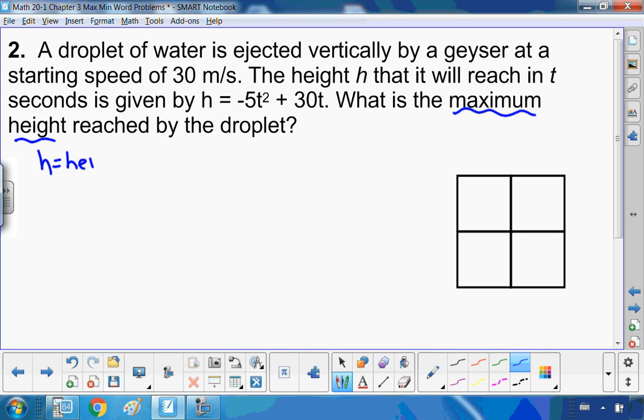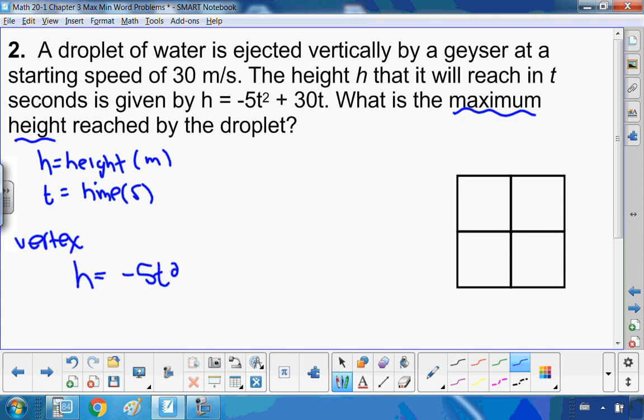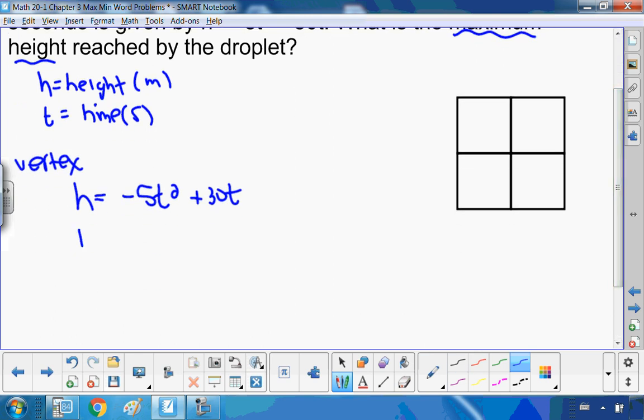So just to keep organized, h is your height, and that is in meters. t is equal to your time, and that is in seconds. And I want to find my vertex. So to do that, I'm going to complete the square. Whatever number is in front of your variable squared, we're going to factor that out first. So negative 5t squared divided by negative 5 is t squared. 30t divided by negative 5 is negative 6t, and I'll leave a little bit of space there.